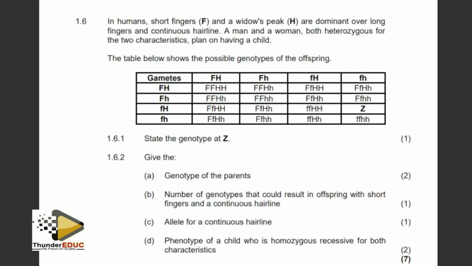Now, lastly on genetics is this question of the dihybrid cross. Identify what is Z. You just have to know. Cross this, and then you write what is Z. What's the genotype of the parents? Now, how do I identify the genotypes of the parent? Look at the gametes. You'll find the genotypes from there.